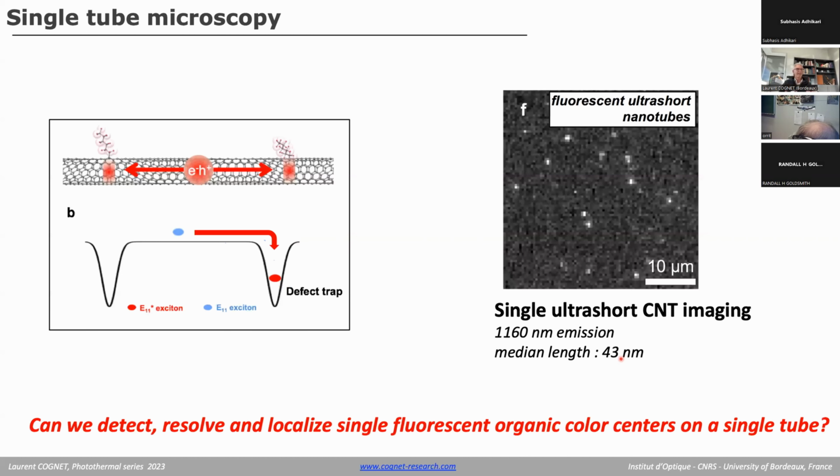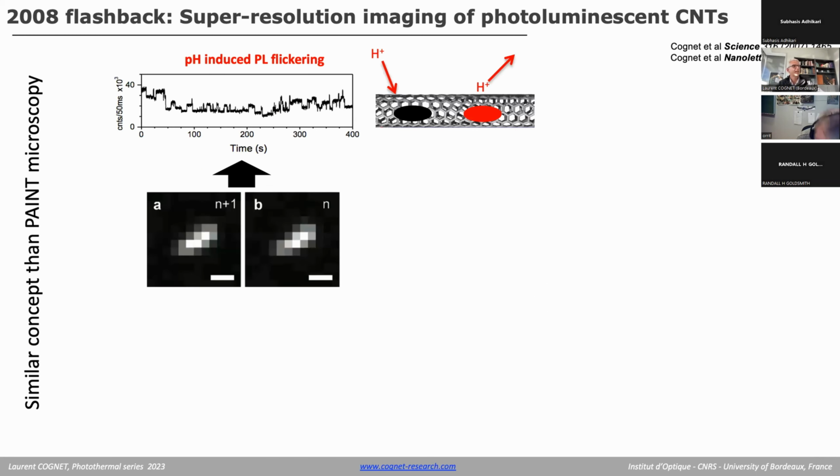And the question we wanted to ask now, and it was a challenge, is can we resolve the emission sites along this ultra-short carbon nanotube? So we want to zoom in and do super resolution of the ultra-short carbon nanotubes here and look at these color centers. To do that, I'm doing a small flashback. In 2008, we had introduced a strategy to do super resolution imaging of carbon nanotubes. This is not ultra-short here, it's a regular nanotube. And we had seen that if you create protonations onto the nanotubes, it locally quenches the photoluminescence on the nanotubes.